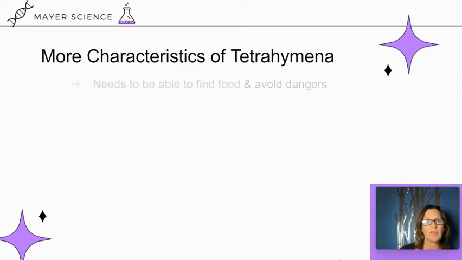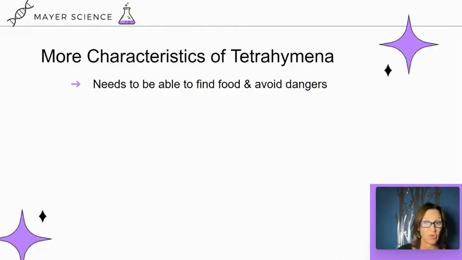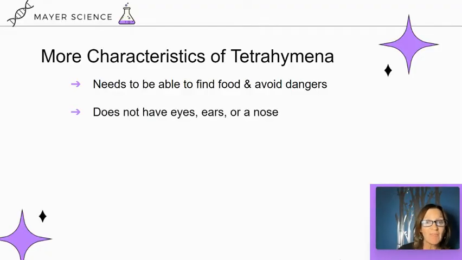A couple more characteristics of Tetrahymena. First of all, they need to be able to find food in order to survive, and also they need to avoid dangers, which would be mostly other things eating them. But they don't have any eyes or ears or a nose, so they have to figure out how to find food and how to avoid danger in a different way.